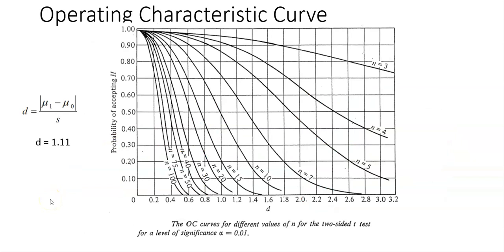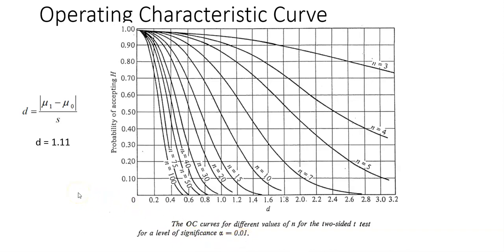Another quality control method is to use the operating characteristic curve to see if the sample size is enough to accept the sample or not. This operating characteristic curve shows the probability of accepting a bad box for different d values and different sample sizes. And this is for a level of significance of 0.01.